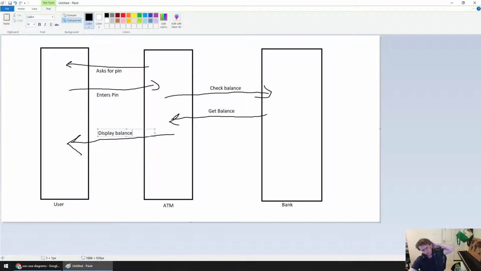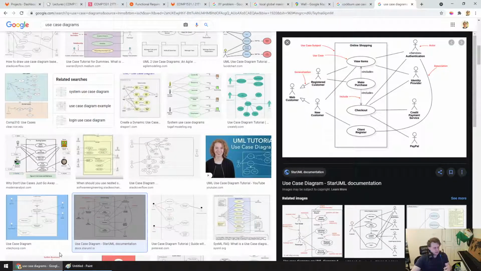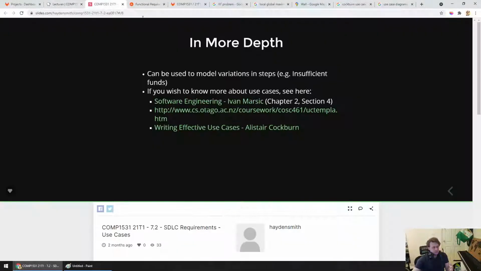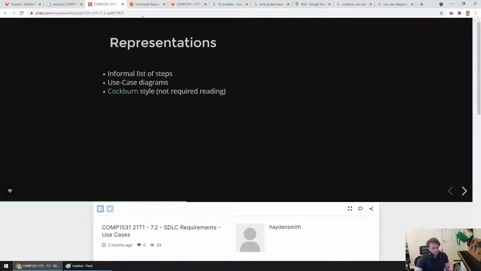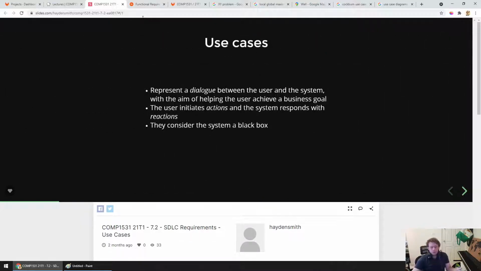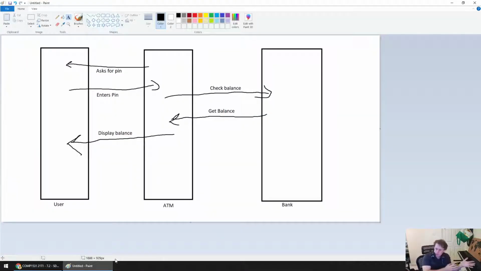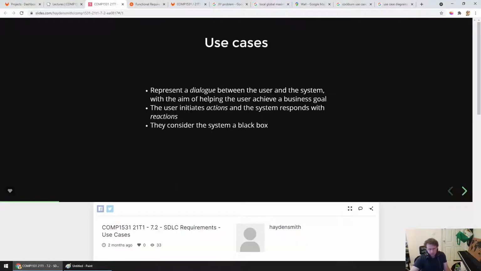So this is another way to draw use case diagrams, where you're essentially showing the flow, how things move between the parts. And I like this particular expression of it because it plays to the idea which we discussed at the start, which is that it represents a dialogue between the user and the system, because that's what's happening here, right? It's like the user talking to the system. And in this case, it's more complicated because we have the ATM system talking to another system. So that's actually all there is to talk about on use cases.